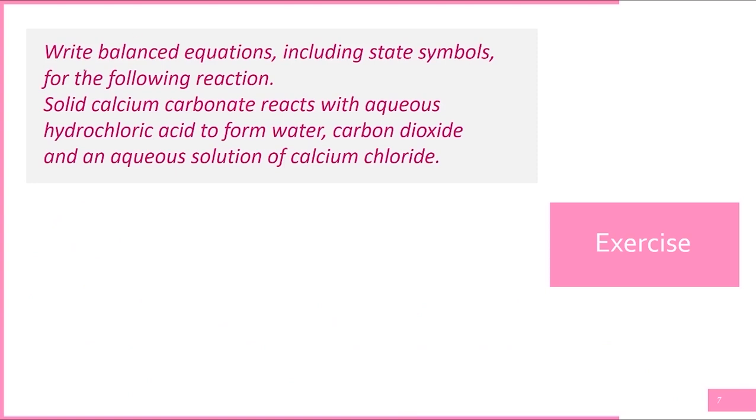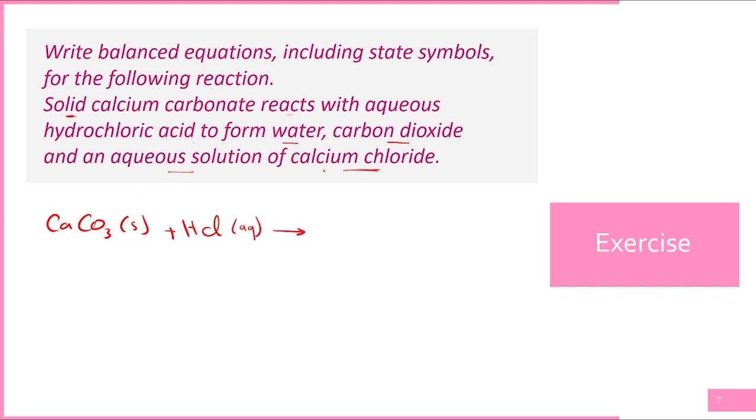Let's solve this exercise. Write a balanced chemical equation including state symbols for the following reaction. Solid calcium carbonate reacts with the aqueous hydrochloric acid to form water, carbon dioxide, and an aqueous solution of calcium chloride. First, calcium carbonate CaCO3 and S for solid, hydrochloric acid HCl, and AQ for aqueous.